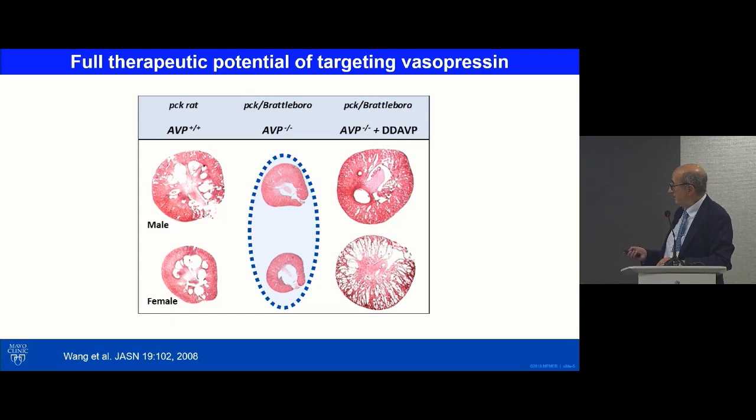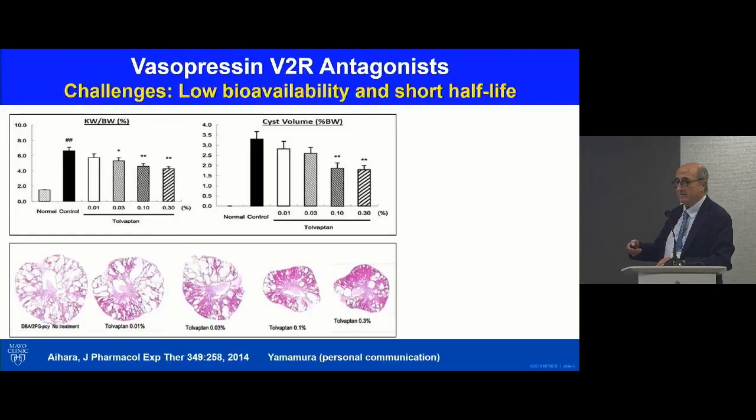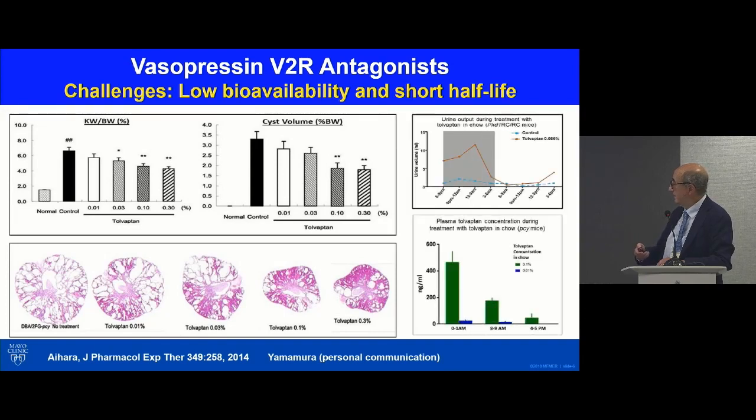To move in that direction, however, we have the vasopressin V2 receptor antagonists, the vaptans. The challenges with the vaptans are their low bioavailability and short half-life. Because of the low bioavailability, in preclinical studies they are usually administered mixed in the food at very high concentrations. These concentrations have to be very high because you need to suppress the effect of vasopressin on the kidney continuously, and the rodents eat in the evening or during the night.